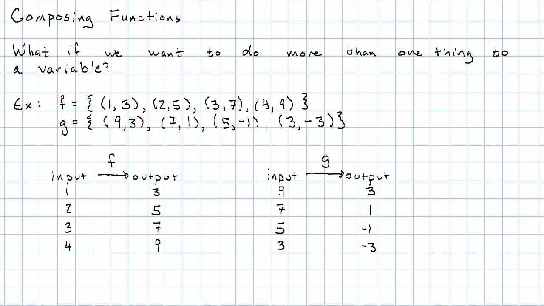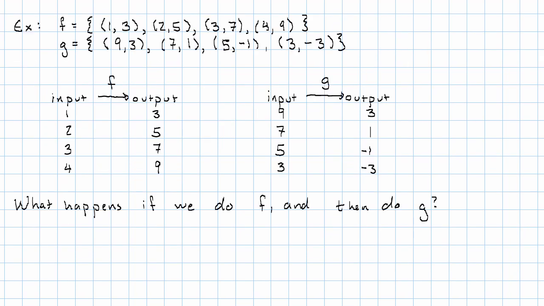It takes the input 9 to the output 3, the input 7 to the output 1, the input 5 to the output -1, and the input 3 to the output -3. And you'll notice that the range of f, the possible outputs of f, are the same as the domain of g, the possible inputs of g. So we might ask, what happens if we do f and then do g?